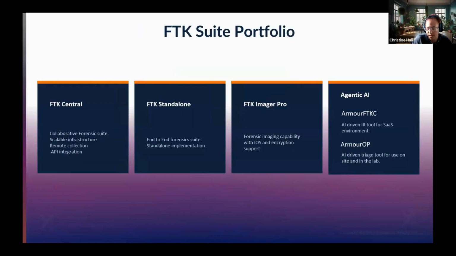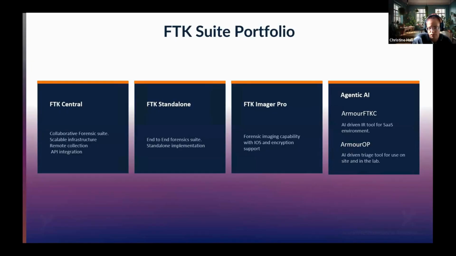So we have our two main end-to-end forensic solutions, which are our FTK Central and our FTK Standalone. We also have our FTK Imager product, which is quite popular and a lot of people have used, and I'll go into the details in this webinar on the difference between FTK Imager and FTK Pro. And then our newer range of products are those that use our Armor technology, which is our AI innovation that we've added to our products. We have our Armor FTK Central and we have our Armor OP, which is our triage tool. We have also added additional AI capability into our FTK 8.3 that you'll see later on in this webinar.